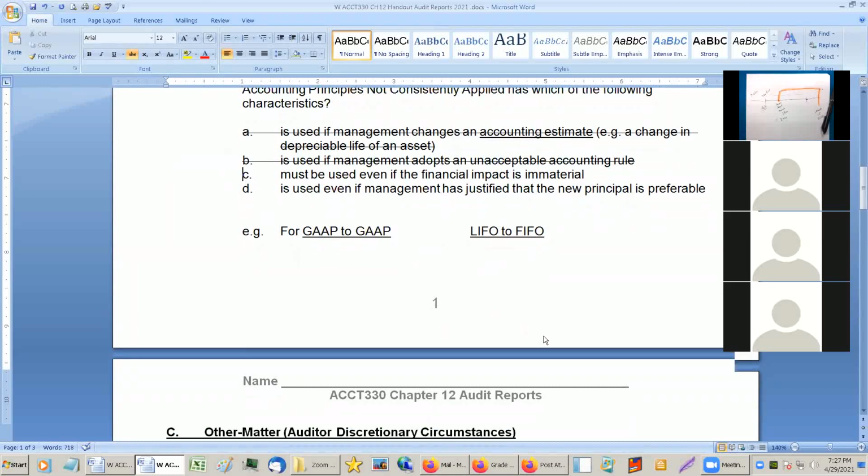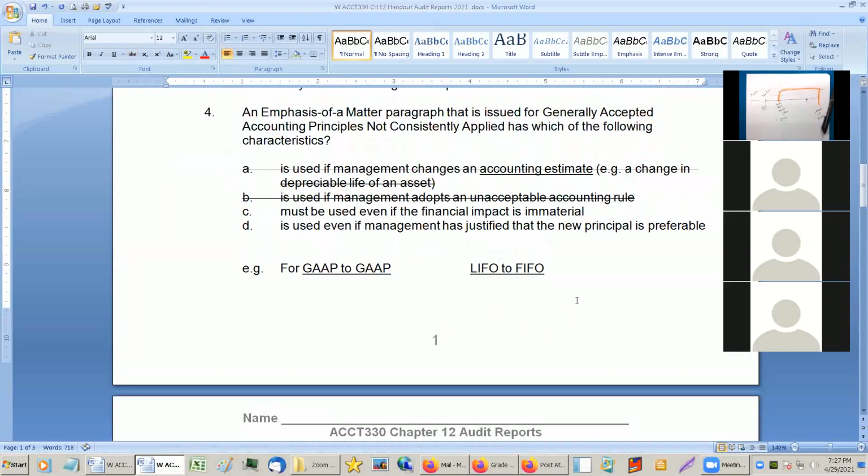So between C and D, which one do you think is going to be the one that they would give an extra paragraph to? Yep. Just got it on the chat. D. So even if the new rule is used by management, even if management has justified the new principle, this is the one.